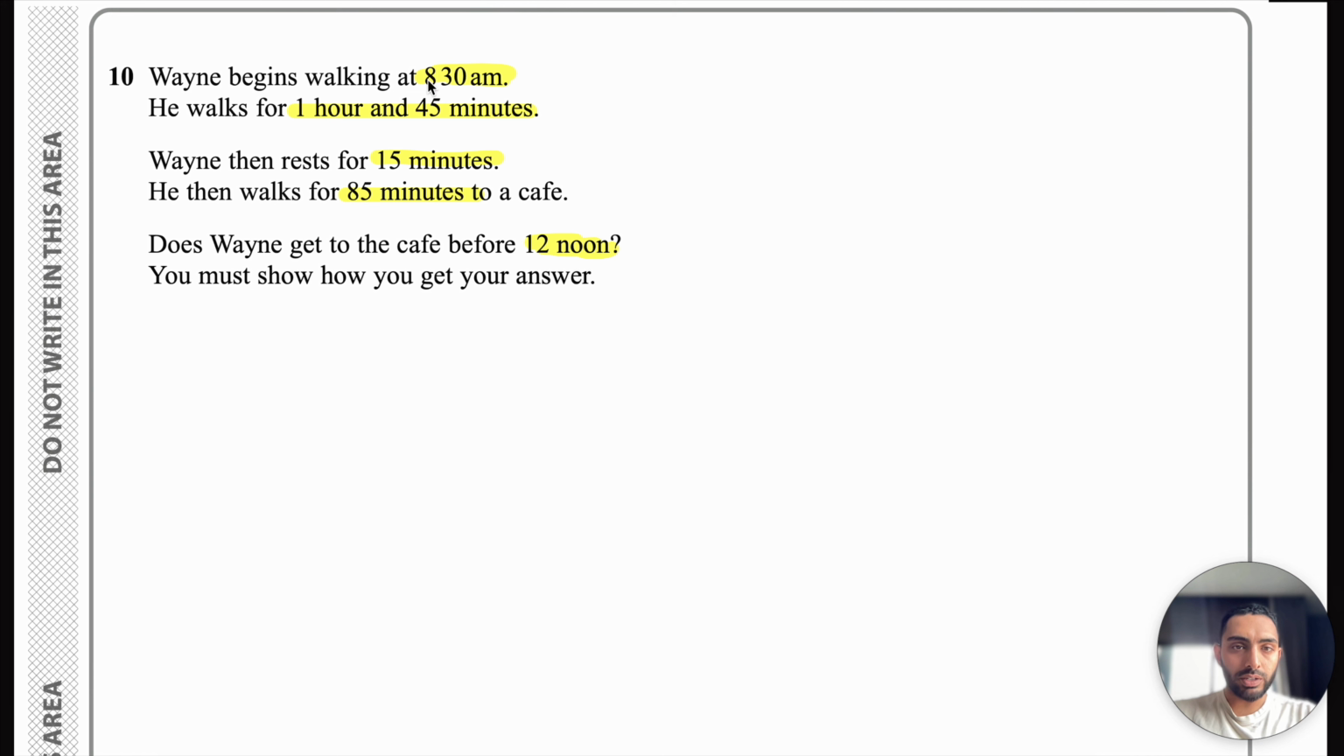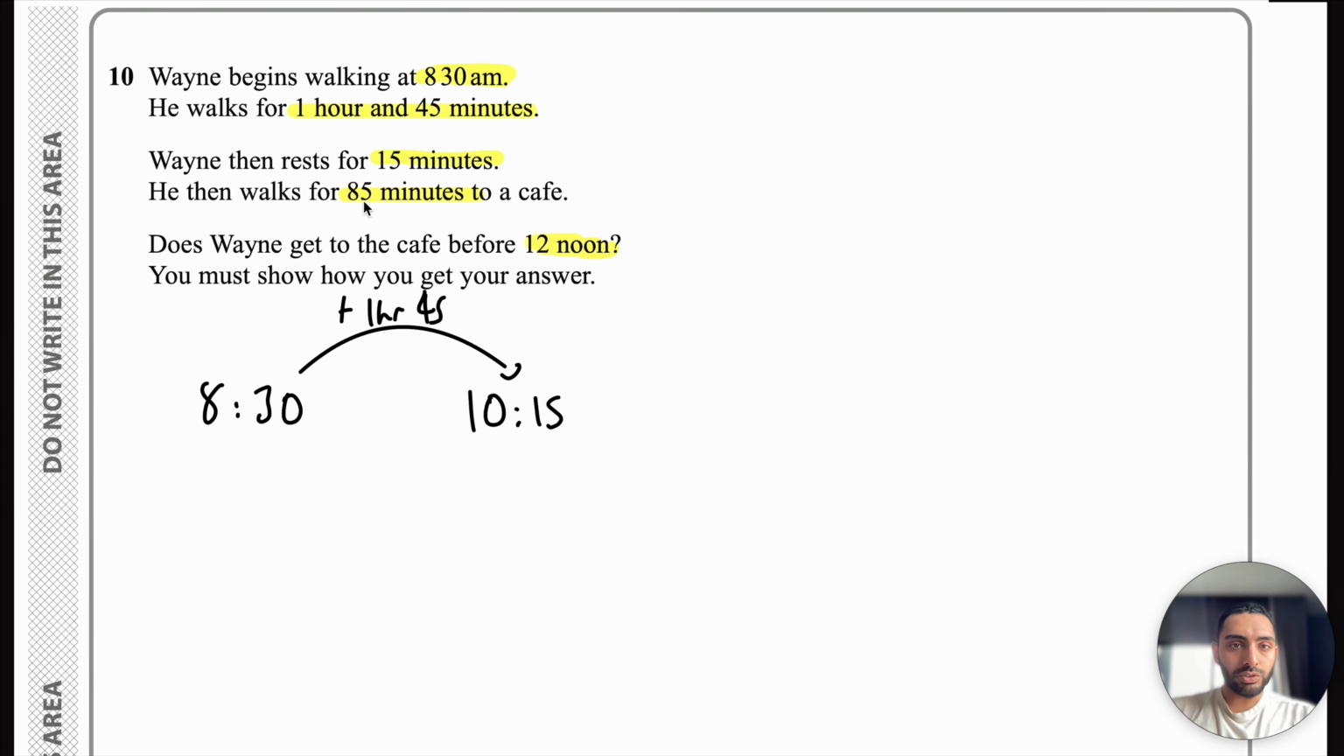There's 2 ways that you can do this. You can either use your calculator for this, or you can just work it out normally. Wayne starts his journey at 8:30 a.m. and we're adding on 1 hour and 45 minutes. If we add 1 hour, that takes us to 9:30, and if we add 45 more minutes, that would take us past 10 to 10:15. So we've added on that 1 hour 45 so far.